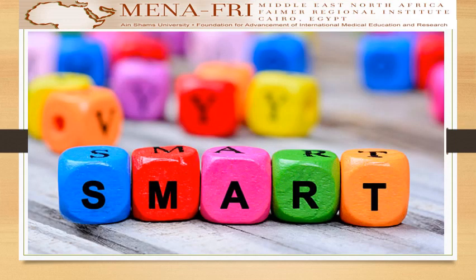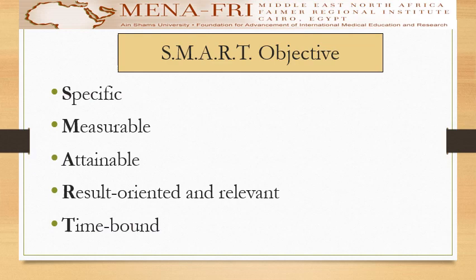To have a clear statement, you should have specific criteria for the objectives. The specific criteria for the objectives are gathered in an acronym called SMART, where each letter of the word stands for a specific description for these objectives. For example, S stands for specific, M stands for measurable, A stands for attainable, R stands for relevant, and T stands for time-bound. So let's talk about each one.